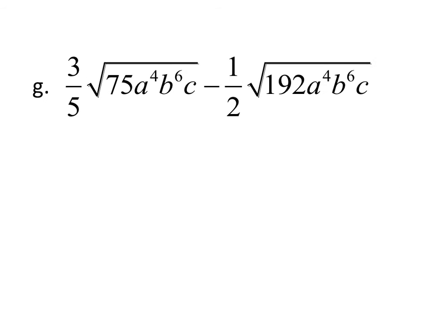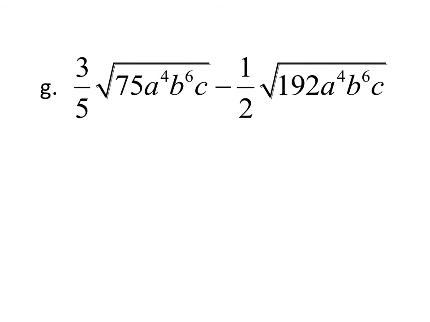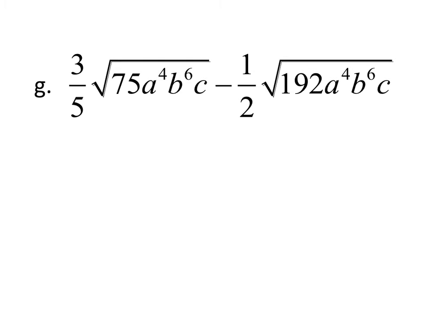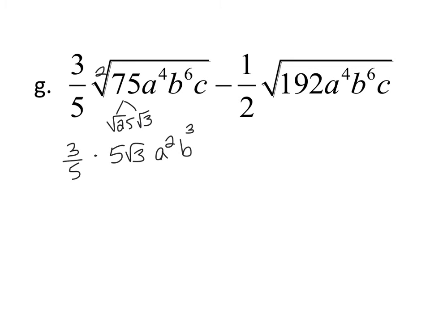So just keep on going with this. We're going to look at the smallest one and try to simplify that first. 75 breaks up into 25 and 3. So this will become 5 rad 3 times 3/5. The square root of a to the 4th is a squared, and the square root of b to the 6th is b to the 3rd, because remember, power over root. So 4 divided by 2, 6 divided by 2. And then c cannot divide, so we're just going to keep it inside of the square root.